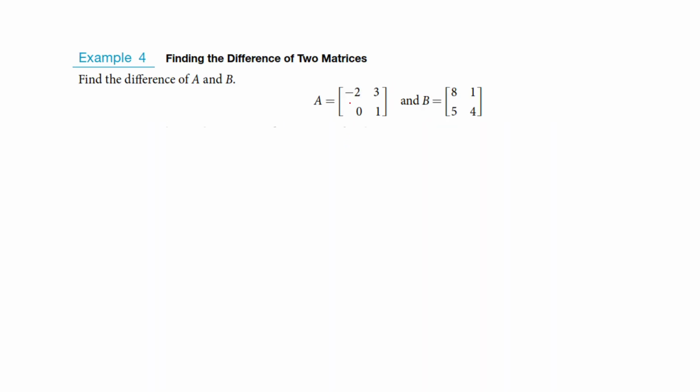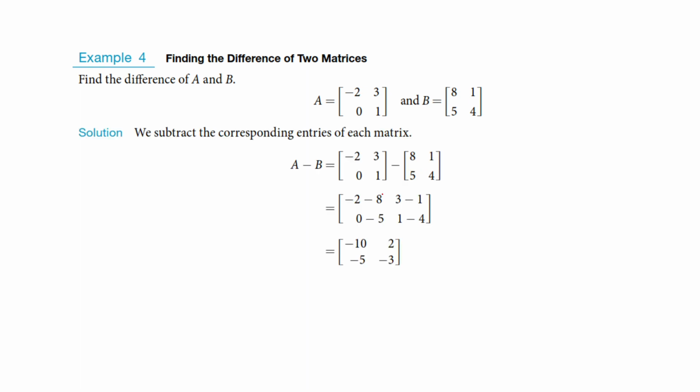Now it works the same for differences. I'm going to just subtract the corresponding cells. So negative 2 minus 8 is going to be negative 10. 0 minus 5, 3 minus 1, 1 minus 4, and there we go.